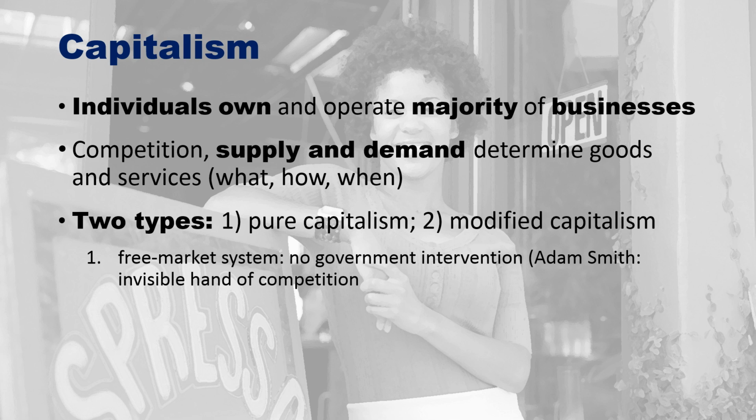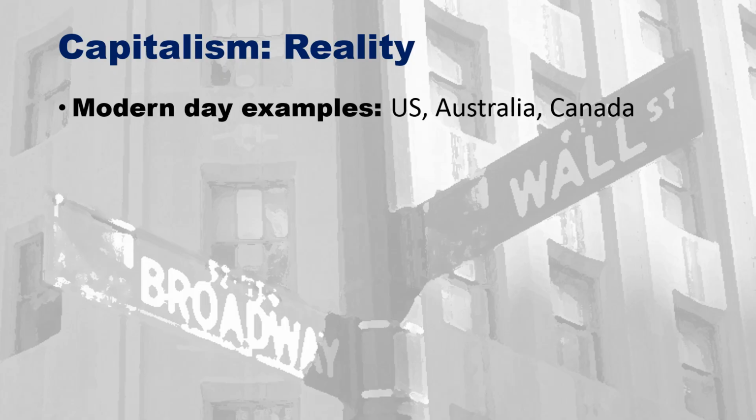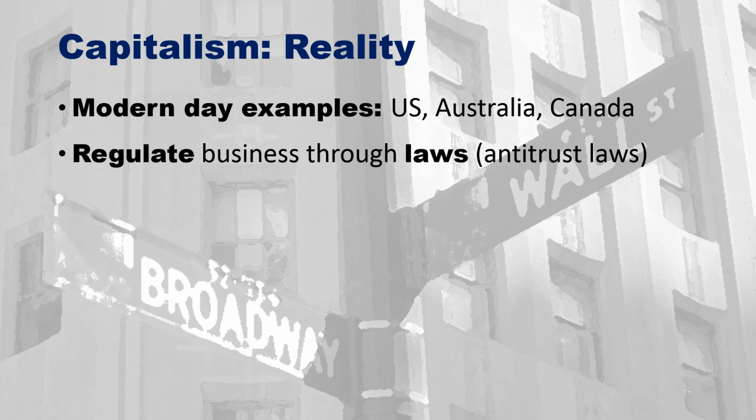Adam Smith was the father of this idea, where he said the invisible hand of competition will rule the day. For number two, modified capitalism, government intervenes and regulates businesses to some extent. The modern day examples are our country, the United States, Australia, and Canada. We regulate business through laws, like antitrust laws.